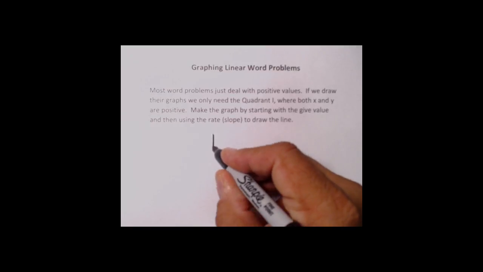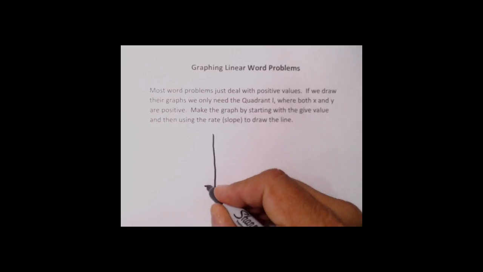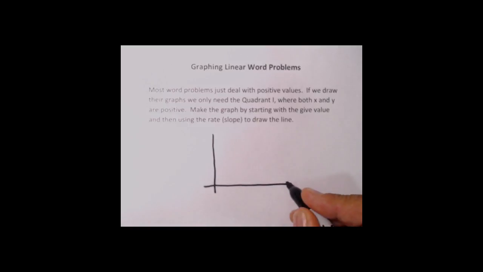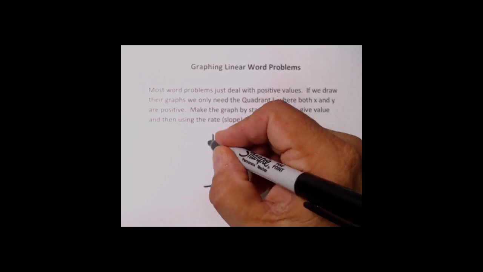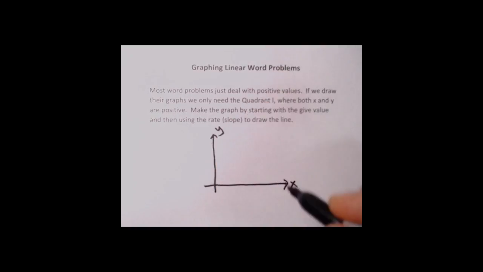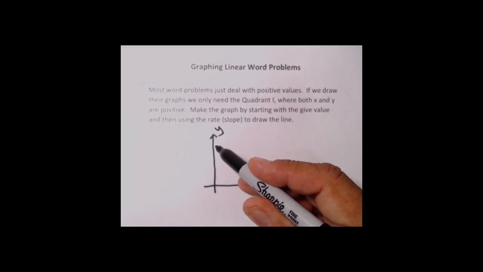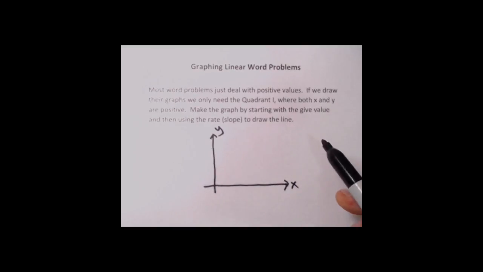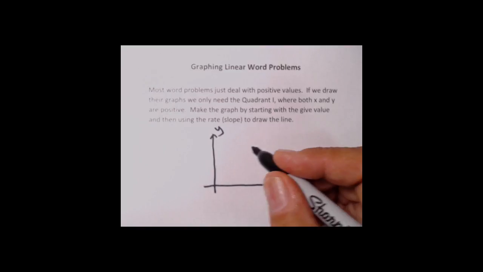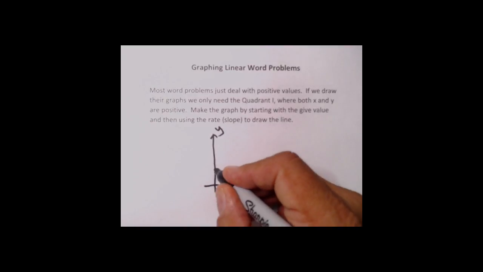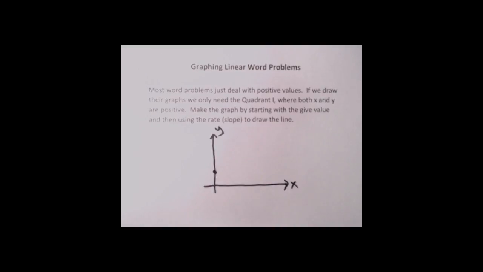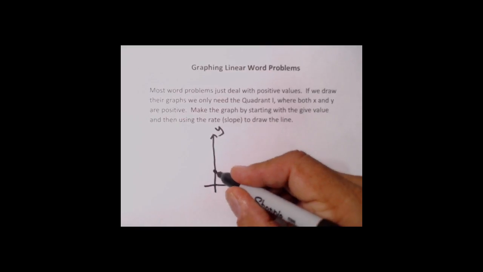We'll talk about it in general here. Here's a quadrant 1. We can take the x going to the right and the y going upstairs. Notice, of course, the x values are all going to be positive, and so are the y. Usually what happens is you have some starting point. It can be a y-intercept over here on the y-axis.